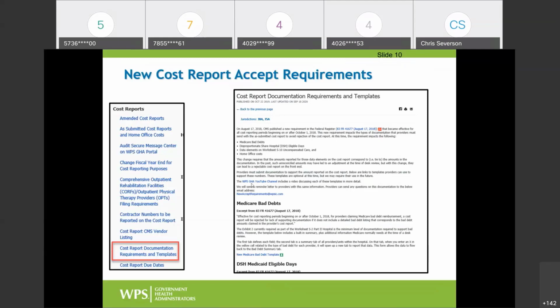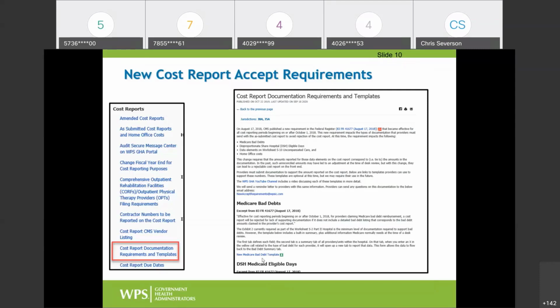But in any case, if it's greater than that 3% variance, of course, we're going to be rejecting for it. So here's the link to the YouTube video that we have on this. Now, if there are any questions, by the way, on these topics, we have an email address out there, newacceptrequirements@wpsic.com. You can send any questions you have about that there, and we can address those. That would be the audit supervisors looking at that. I look at it from time to time as well. And then from there on, we go throughout all of the various topics, bad debts, DISH eligible days, all of that. And then we have the template for that particular topic linked down here.